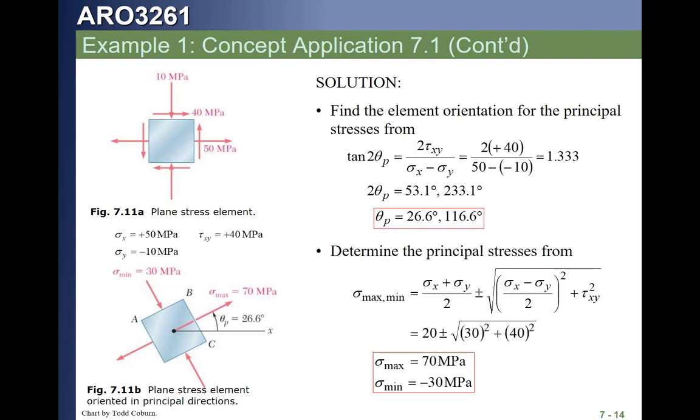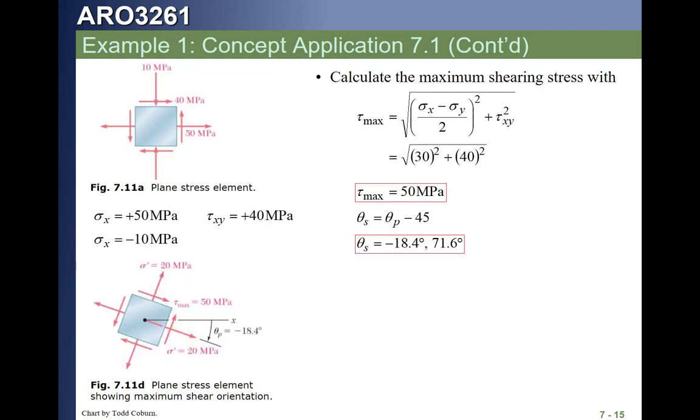And we can plug our sigma x, sigma y, and tau from the original problem into our principal stress equation. That gives us what the magnitudes are. The max stress is 70 megapascals, the min is negative 30. So when we plug into the principal stress equation, what we're actually getting is the maximum and minimum stresses, and those are the stresses on the two perpendicular faces, BC and AB, as we see in 711b. The shear stress is also given by that equation. We find out it's 50 megapascals on that element, and it's in a different orientation.